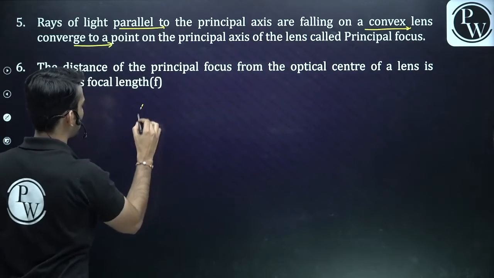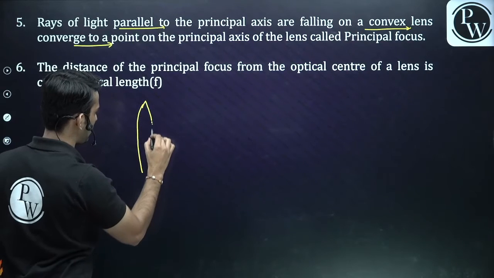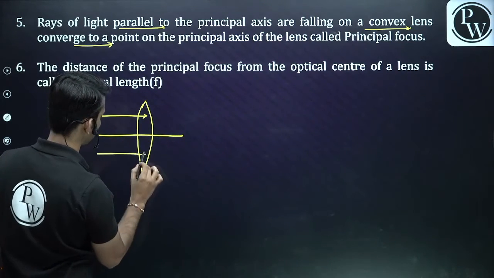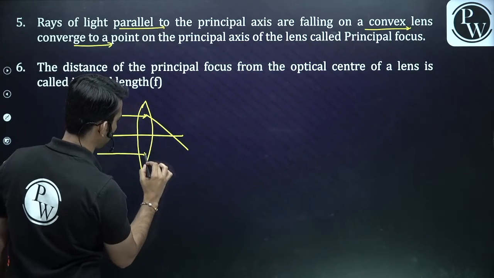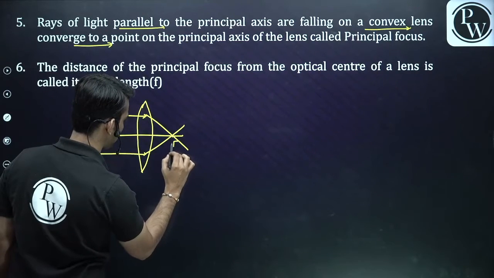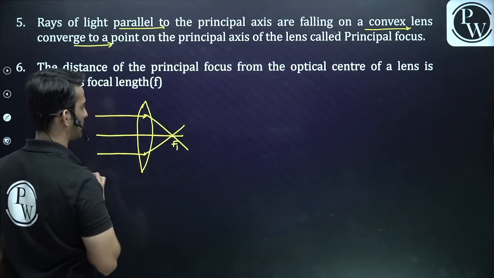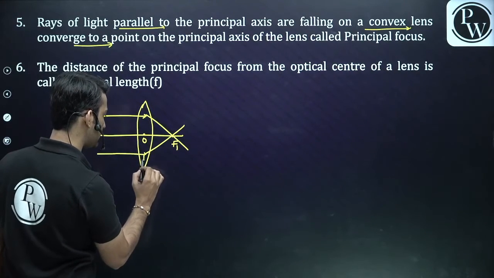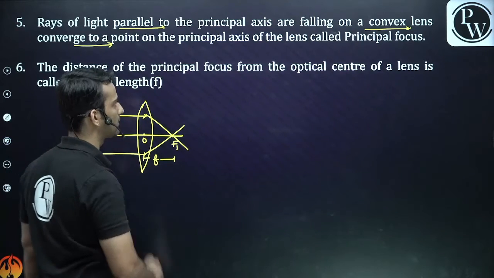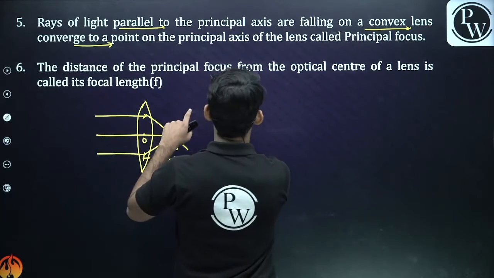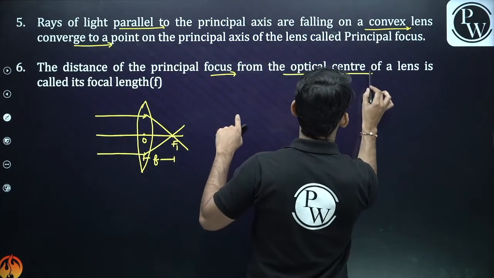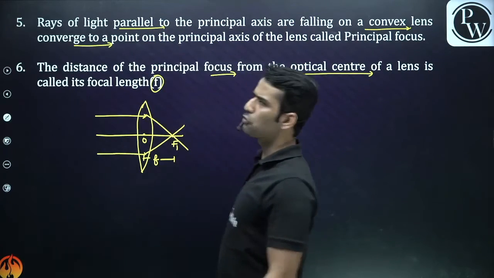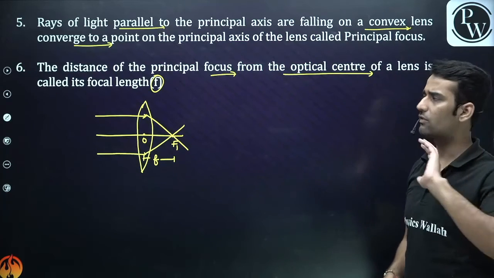For example, if I take any convex lens, rays coming parallel to the principal axis converge to a point after refraction. This point is called the focus, F1. The distance of this focus from the optical center is known as the focal length. The distance of the principal focus from the optical center is called the focal length. So basically, a few terms are the same as those of mirrors.